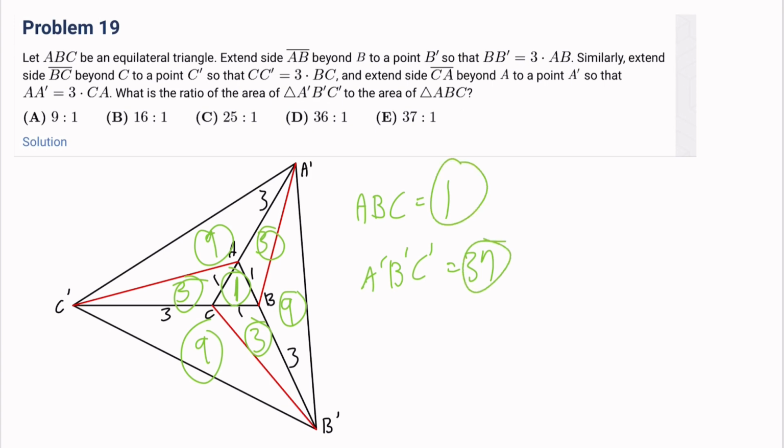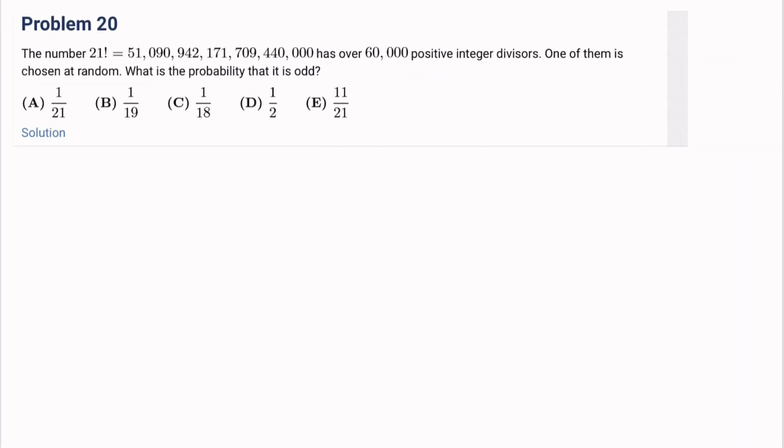The answer is E. Number 20: 21 factorial equals 5109094217170944000 and has over 60,000 positive integer divisors. One of them is chosen at random. What is the probability that it is odd? Okay, so we're dealing with 21 factorial here. So first we want to factor this, because we want the probability that it is odd, right?